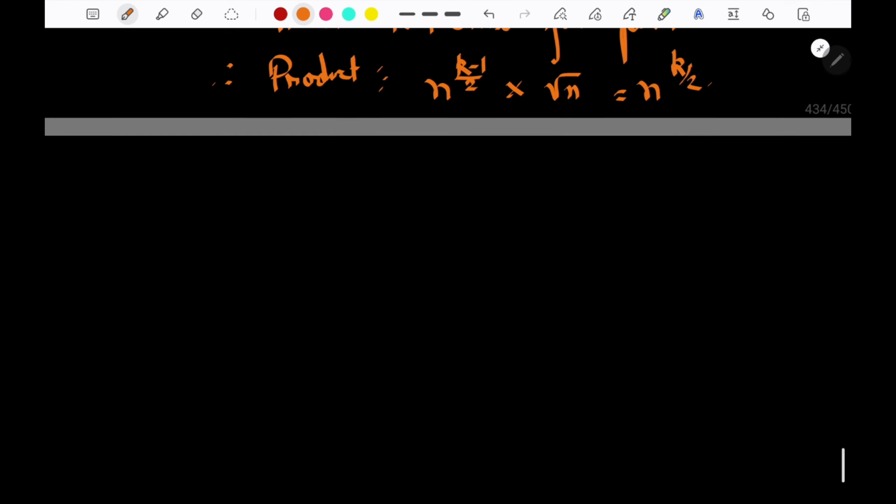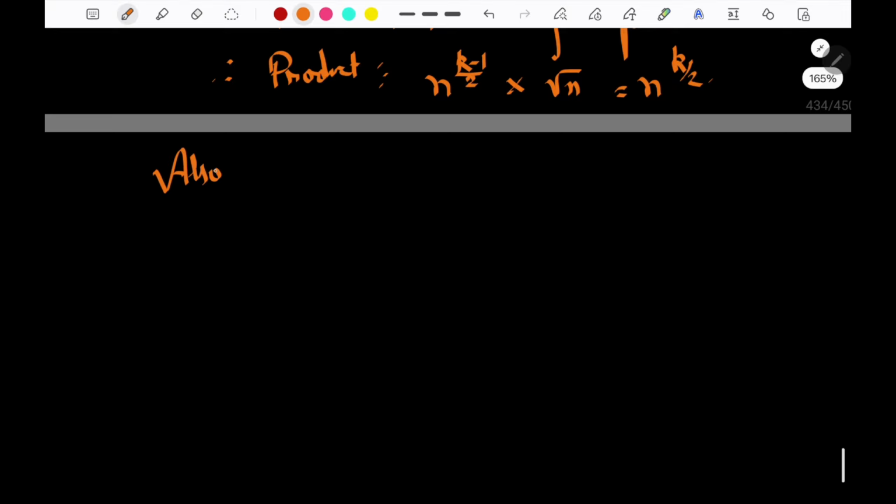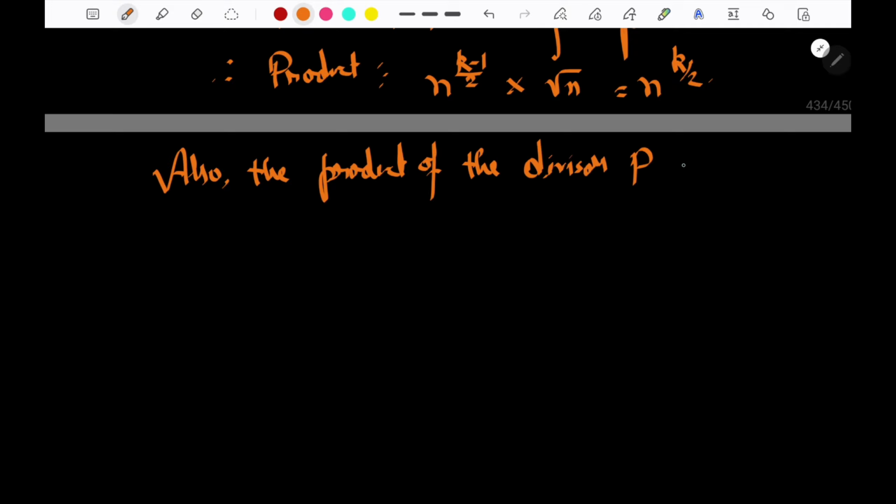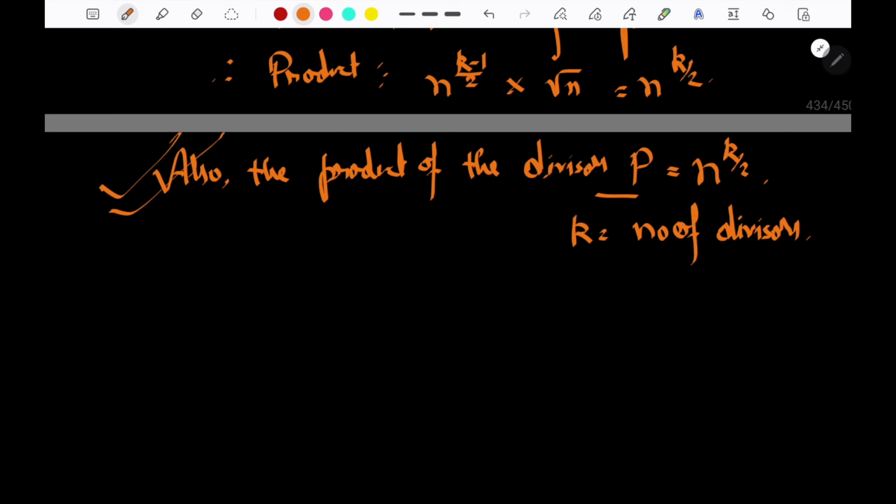सुपर. इसका मतलब ऑलवेज द प्रोडक्ट ऑफ द डिवाइजर्स p is equal to n per power k/2, where k is equal to number of divisors. Now this is also a statement which you can remember always, कि product of divisors p is always equal to n to the power k/2, and k is what? K is the number of divisors.